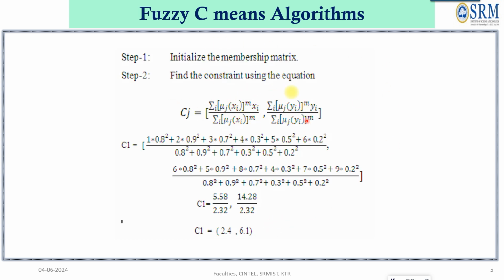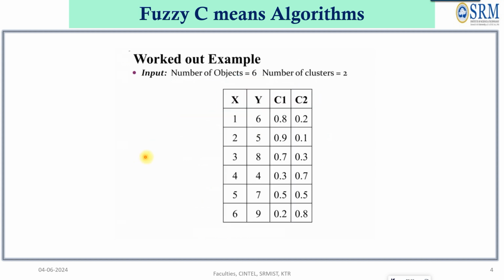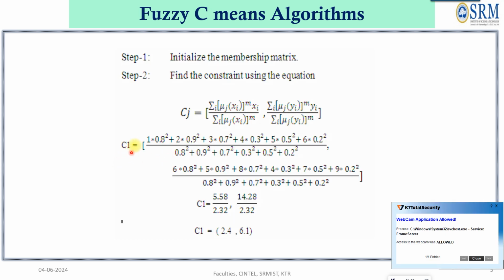Once you have the initialized membership matrix, then find the centroid values using the equation. We can substitute the values. If you closely observe this formula, since it is two-dimensional data, we use the two-dimensional format. The membership value associated with the first data point for the first cluster is 0.8 and for the second cluster is 0.2. That is what is mentioned here.